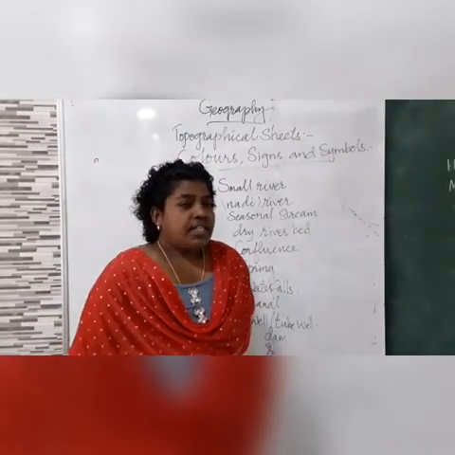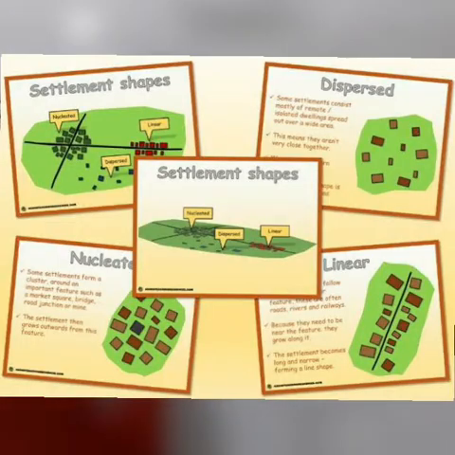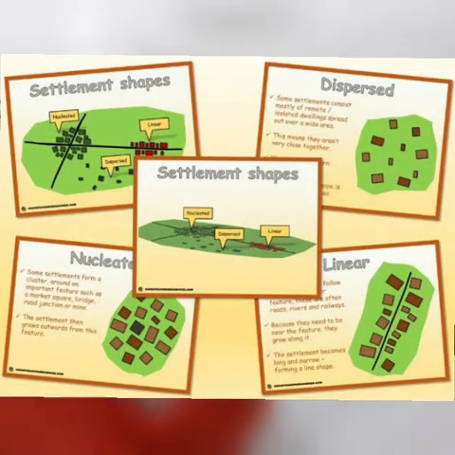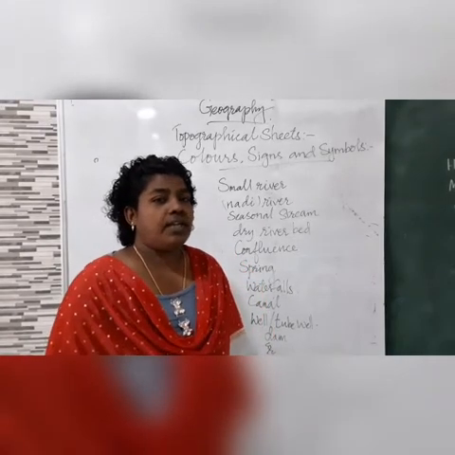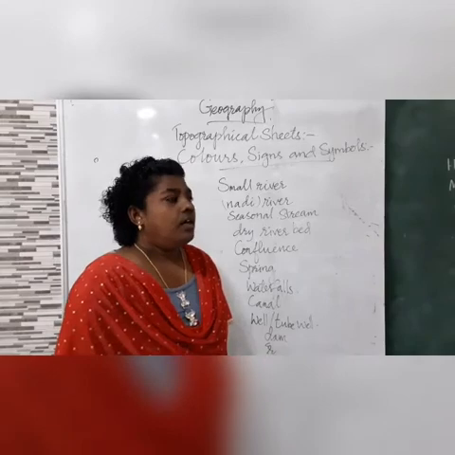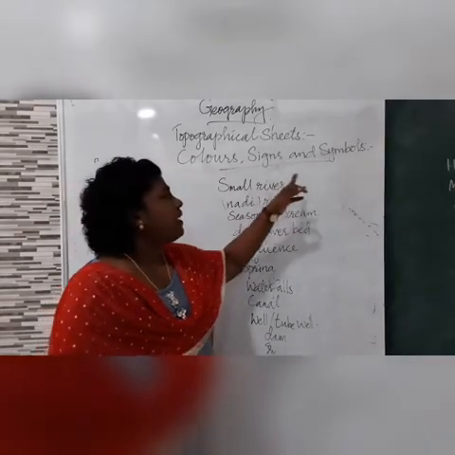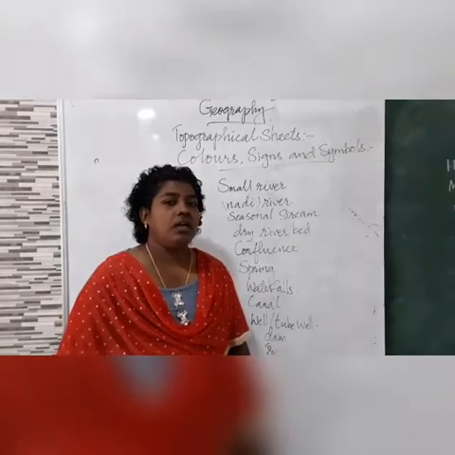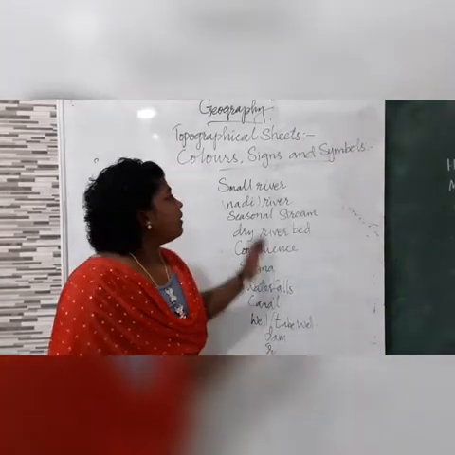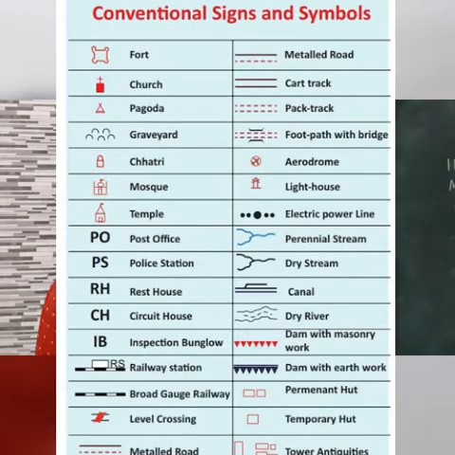Okay, in the previous class we have learned about colors, signs and symbols. What are these colors, signs and symbols? You are learning mainly about the topographical sheets, how the colors, signs and symbols are used in the topo sheet. You have learned different colors in the first class. What are the different colors used in the topo sheet?